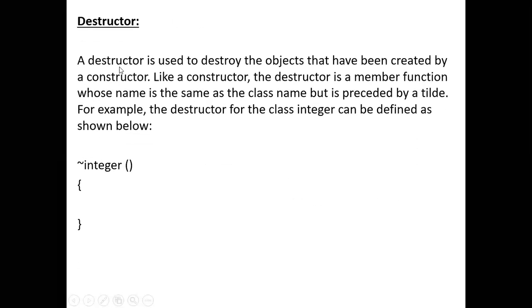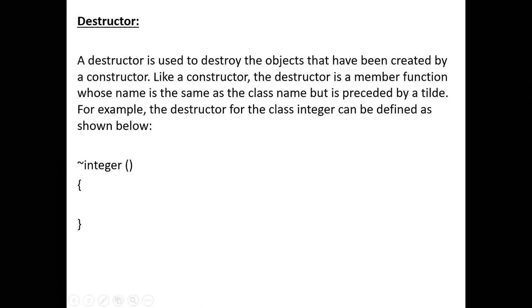Whenever you create an object, it takes some memory in your computer. Whenever you exit the program, sometimes that object is not destroyed. So if you create a destructor, it deletes or clears up the memory. So this is the definition: a destructor is used to destroy the objects that have been created by a constructor. So the constructor creates the object and initializes values, and the destructor destroys the object.